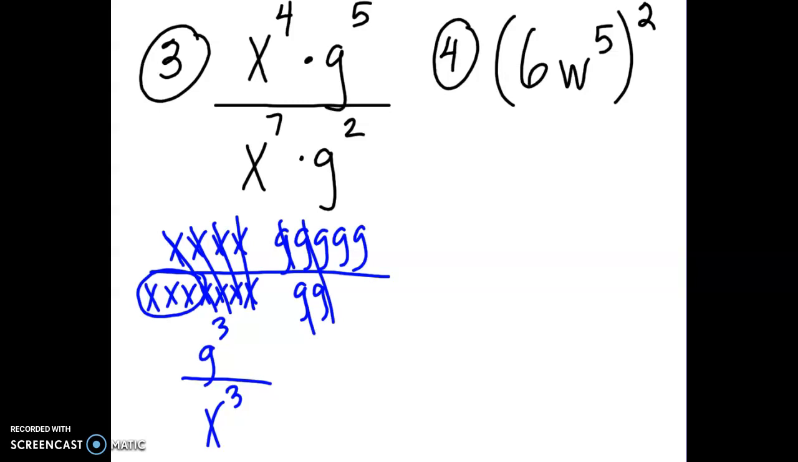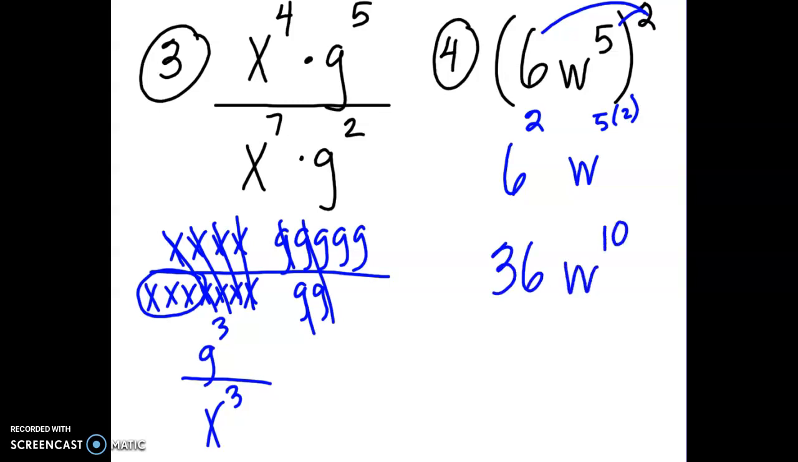All right, number 4. We have to bring in this exponent. So we have 6 to the 2nd, and this one right here, W to the 5 to the 2nd power, that's just like the problem we were doing. So remember, we have to multiply these exponents. So we're going to take 5 times 2. 6 squared is 36. And then we have W to the 10th power.